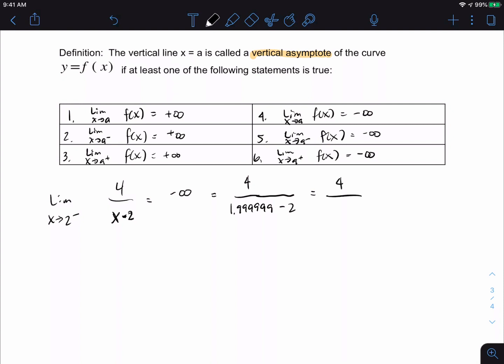But what does that end up being? Isn't that 4 over 0.000001? This isn't that number over 0 thing, because we never get there. Because if we plugged in 2, we'd have 4 over 2 minus 2, which is undefined. We don't know what that is. What this ends up being is 1, 2, 3, 4, 5, 6.